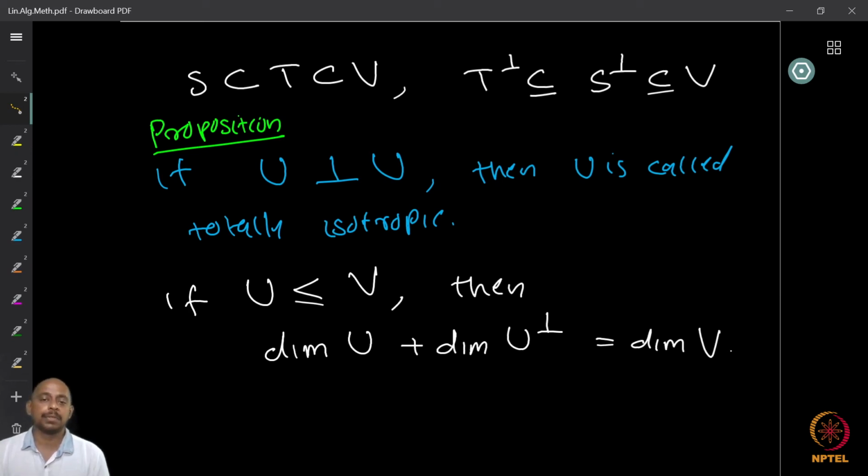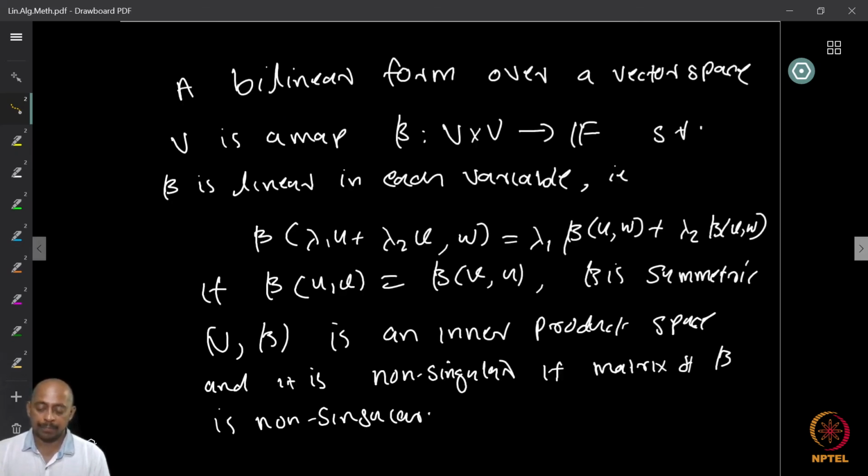Now, if U is a subspace of V, then the dimension of U plus the dimension of U perp is equal to the dimension of V. This is another result. We will not show it. Maybe we can show it. Let me see. Yeah, maybe not.